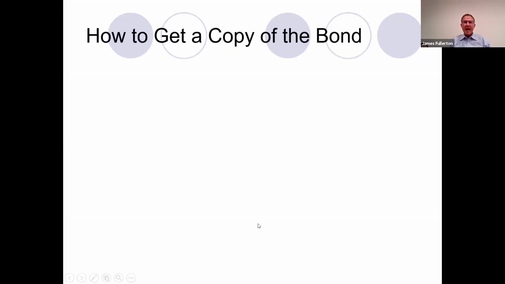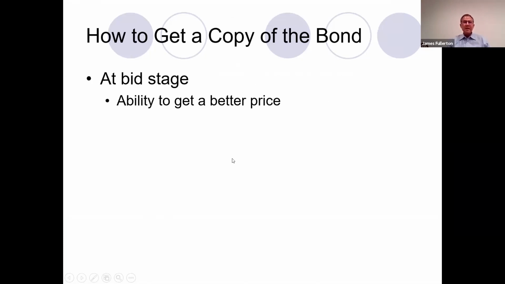Okay, how to get a copy of the bond. As a practical matter, this is one of your biggest real problems. My best suggestion is to get it at the bid stage and talk about your ability to provide better pricing on your labor and materials. If you are a material supplier, you can team up with your customer. Material supplier credit managers are often more experienced at this than their customer who works for the subcontractor.